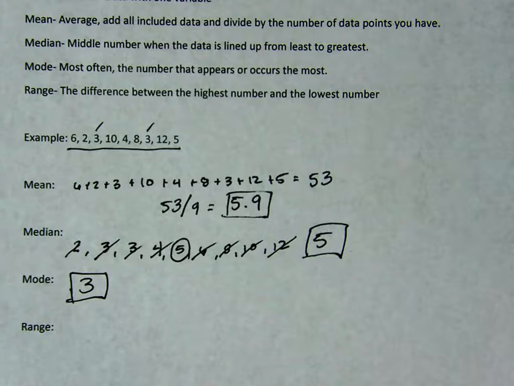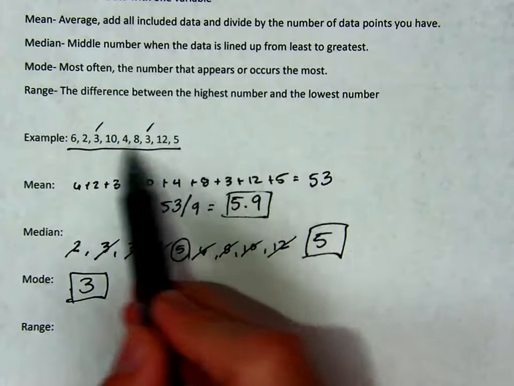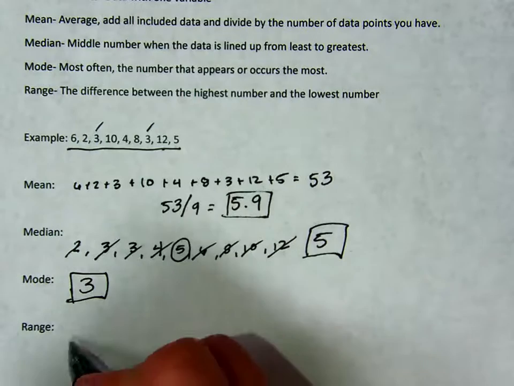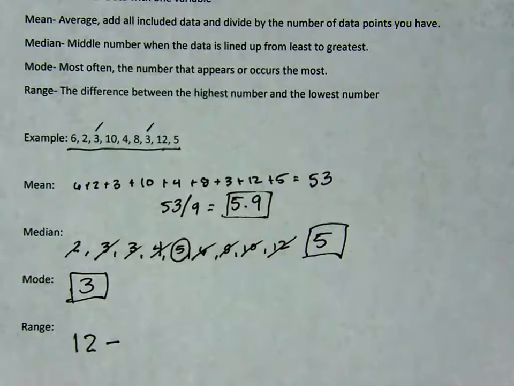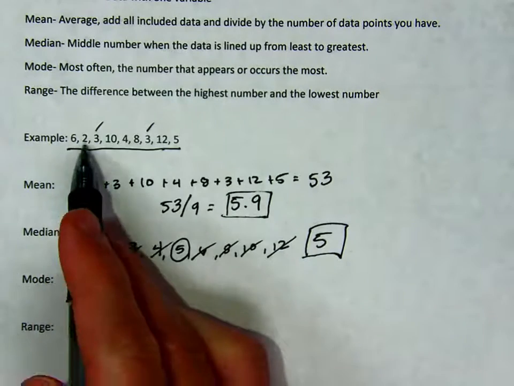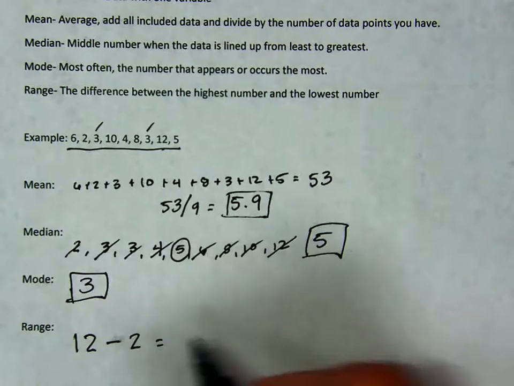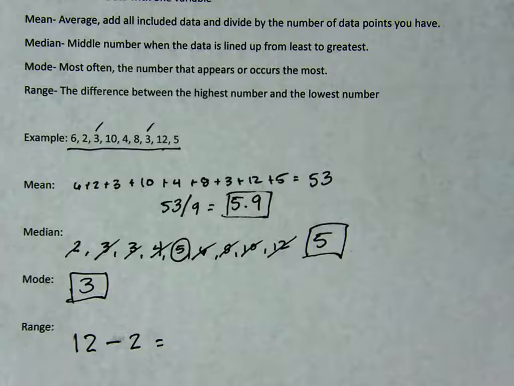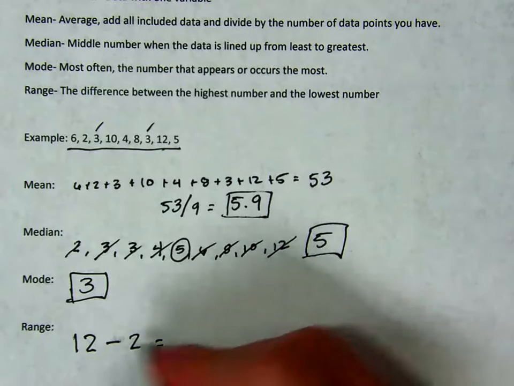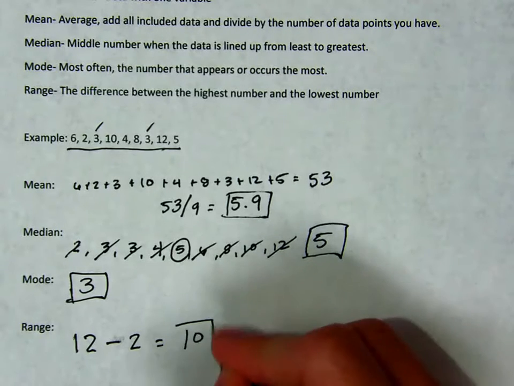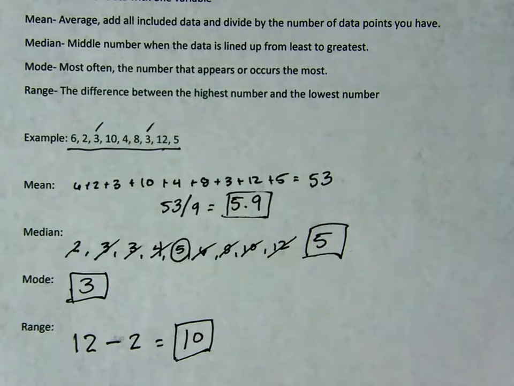Okay, last one is range. I'm going to take the highest number and subtract the lowest. The highest number in this data set is 12. Okay, 12 minus the lowest. It looks like my lowest is 2. So my range, or my variation from highest to lowest, is 12 minus 2, which is 10. That's my range.